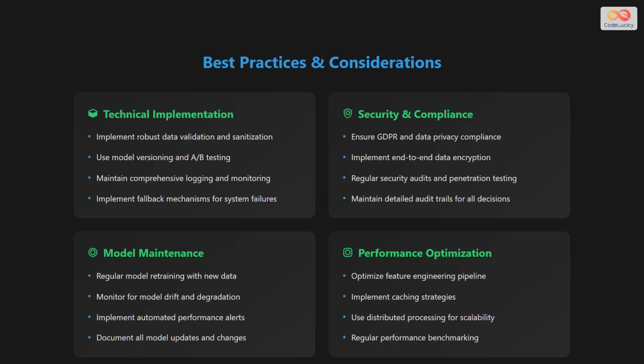Third, in terms of model maintenance, regularly retrain models with new data, monitor for model drift and degradation, implement automated performance alerts, and document all model updates and changes. Finally, regarding performance optimization, optimize the feature engineering pipeline, implement caching strategies, use distributed processing for scalability, and conduct regular performance benchmarking.